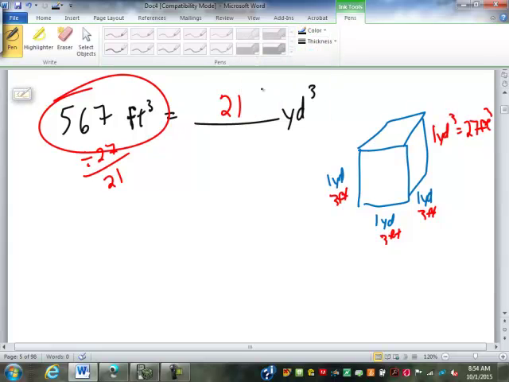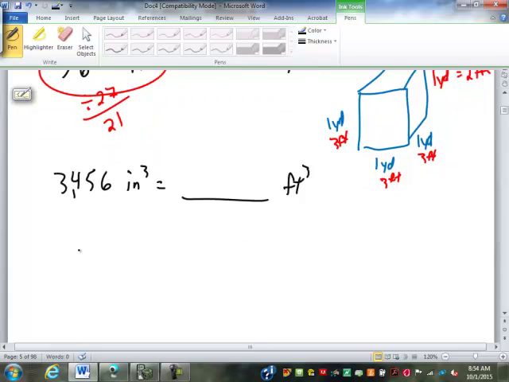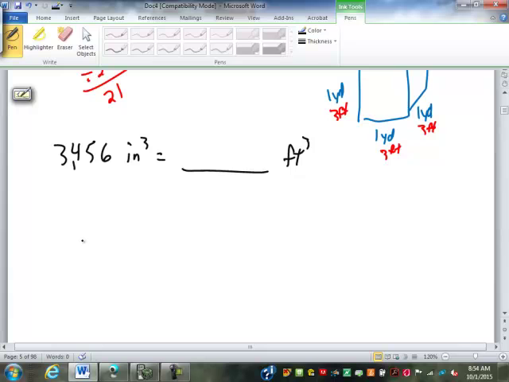So let's go the other direction. Let's say that I have 5,180. We already did that one. That was no fun. 3,456 cubic inches. Convert that into cubic feet. And then also take 7 cubic yards and convert that into cubic feet.